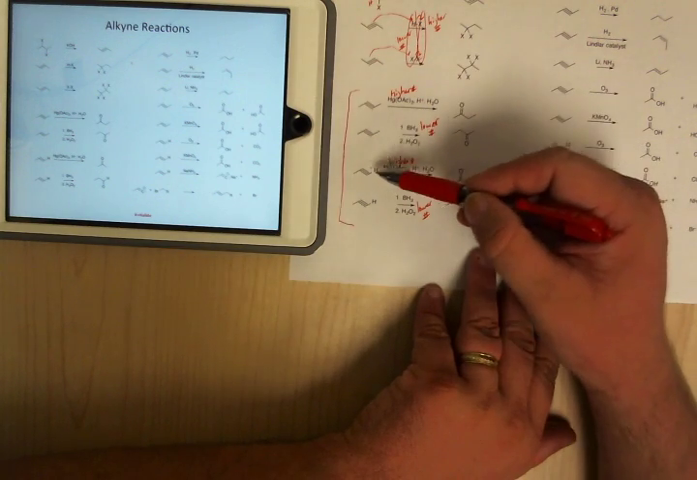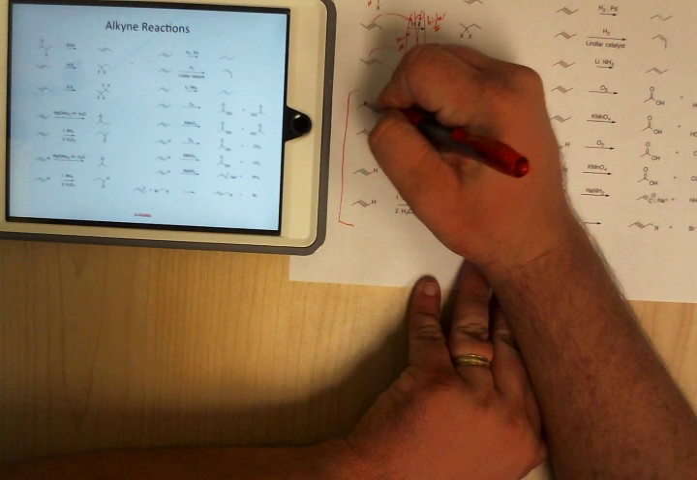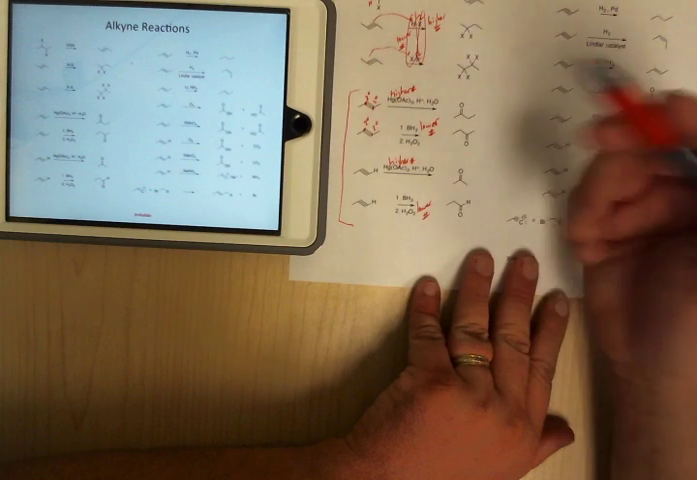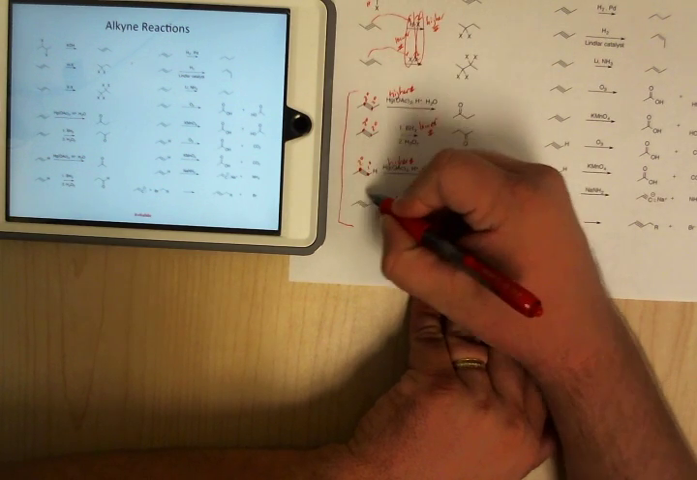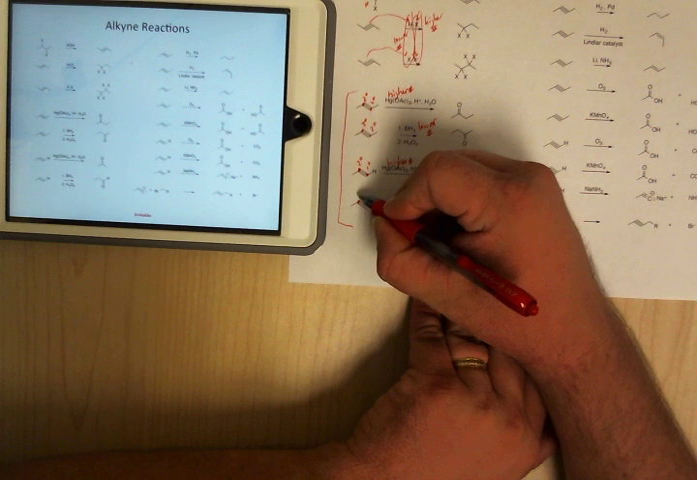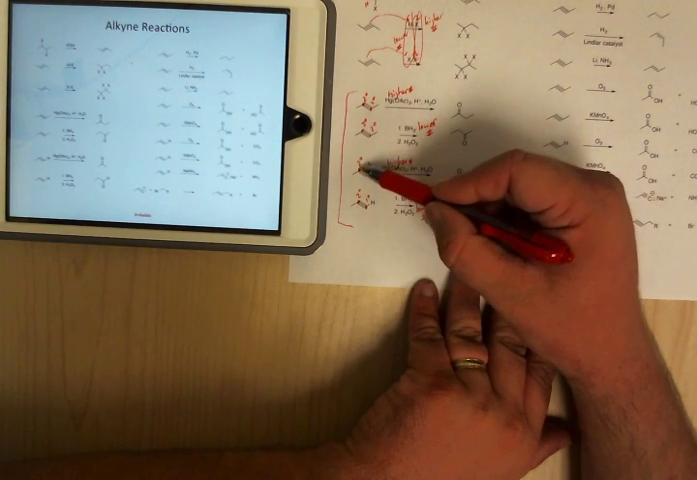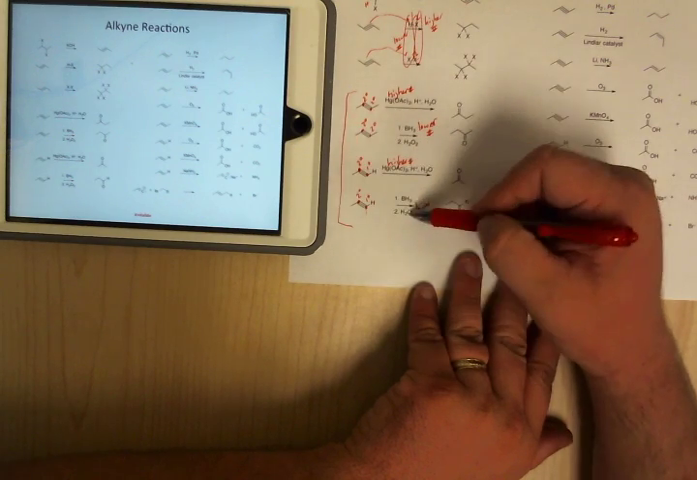Now, on terminal alkynes, these guys are all secondary, so there's no difference. But here you have secondary versus primary. Now you can get a difference. So this is going to put an OH there versus there. The BH3 is going to go there.